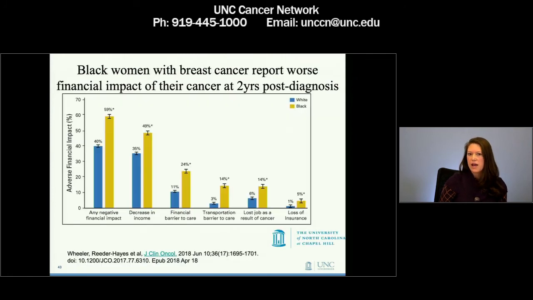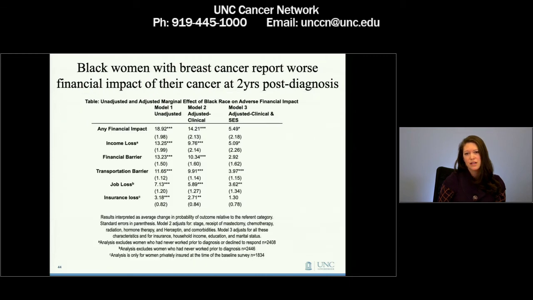When we looked at the financial impact of their breast cancer 2 years post-diagnosis, we looked at a range of different indicators of potentially adverse impact of cancer. And we see across the board that Black women are more likely to report a decrease in income, a financial barrier to care that led them to forego or delay care, a transportation barrier to care that led them to forego or delay care, losing their job as a result of their cancer, and losing private insurance as a result of their cancer. And when we look at all these things together in a composite measure, which is here on the far left side, we see that about 60% of Black patients reported any adverse financial impact post-diagnosis, compared to about 40% of white women, which is also a very prevalent problem in our white patients.